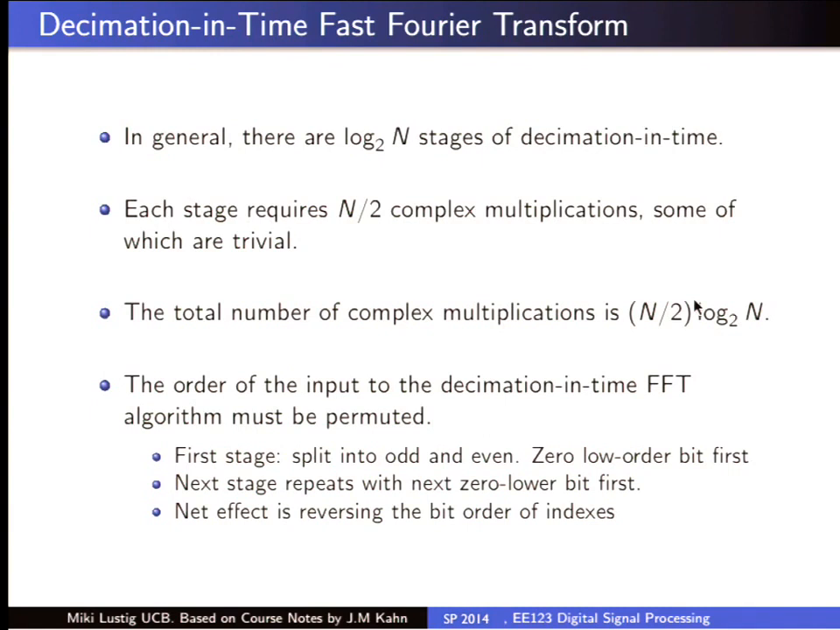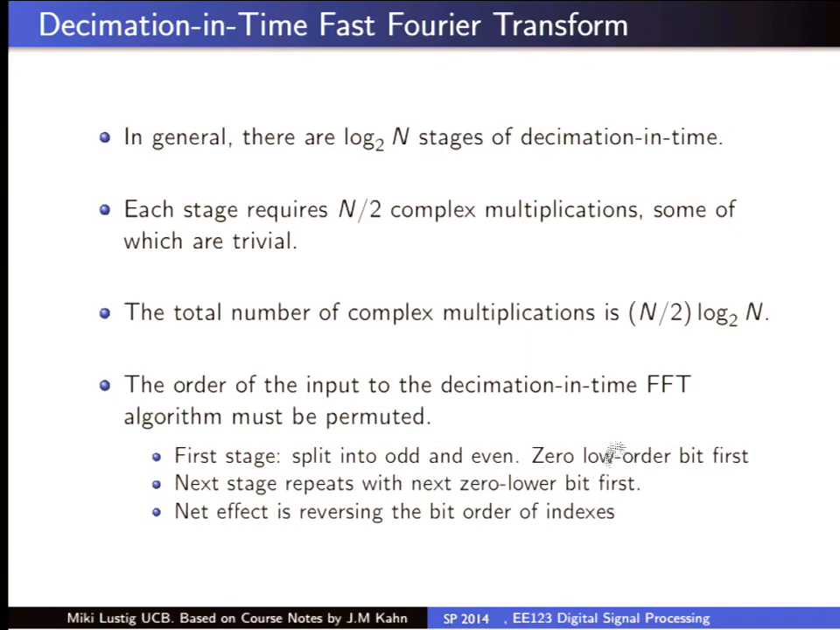Now, the order of the input must be permuted. So you have to reorder before you do these computations. If you want to do computation in place, you have to reorder your array, and then it comes out ordered. If you're not doing things in place, then you don't have to reorder, but you need to track the indexes. So the first stage is split into odd and even.